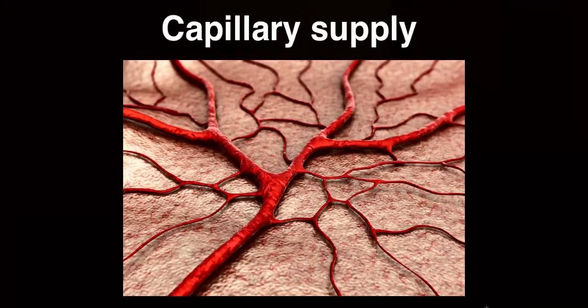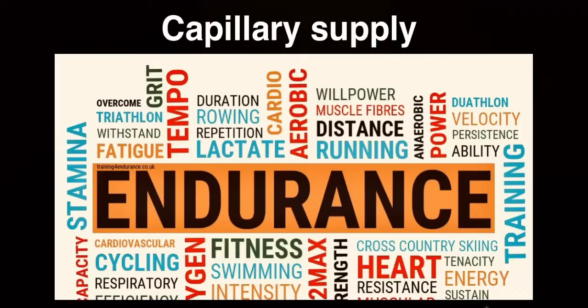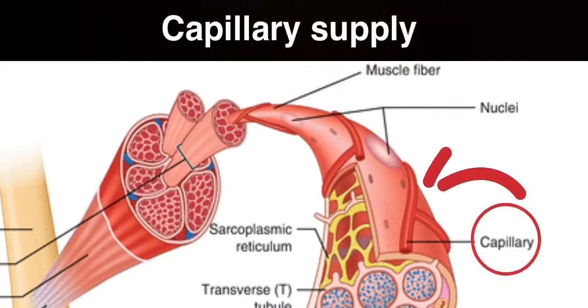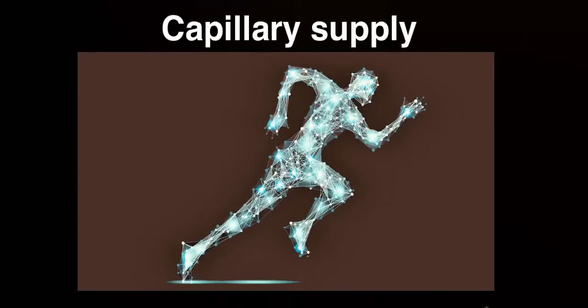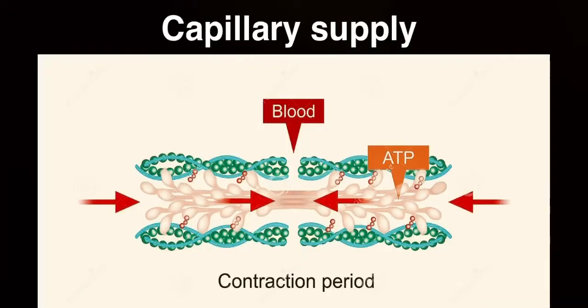Capillary supply. One of the most important adaptations for endurance training is the increase in the number of capillaries that surround each muscle fiber. So if your training is endurance, you will get more capillaries, and this allows more exchange of heat and nutrients between the blood and working muscle fibers. And this maintains a suitable environment for energy production and muscle contraction.